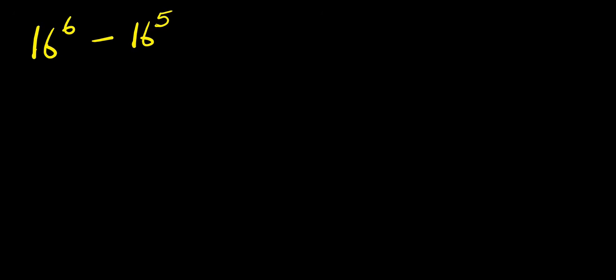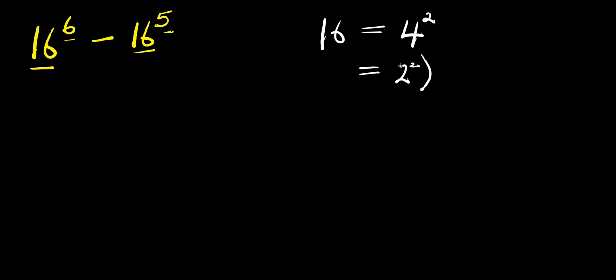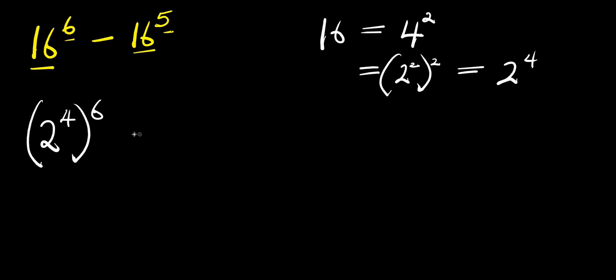Hello, how to evaluate without a calculator? This is 16 power 6 minus 16 power 5. Now, 16 is a perfect square, which is 4 power 2. And this is just like writing 2 power 2 to the power of 2, which is 2 power 4. So 16 is 2 power 4, and this is raised to the power of 6, minus 2 power 4, raised to the power of 5.